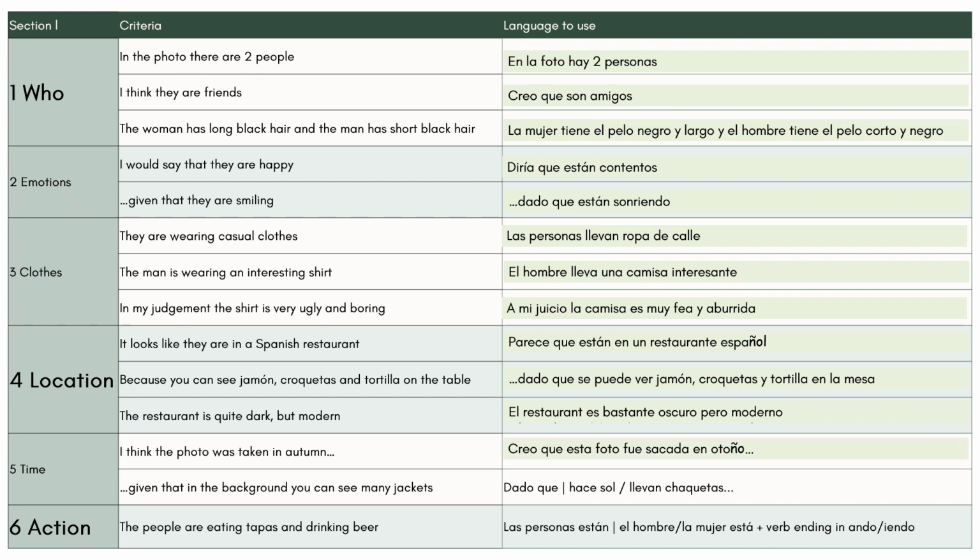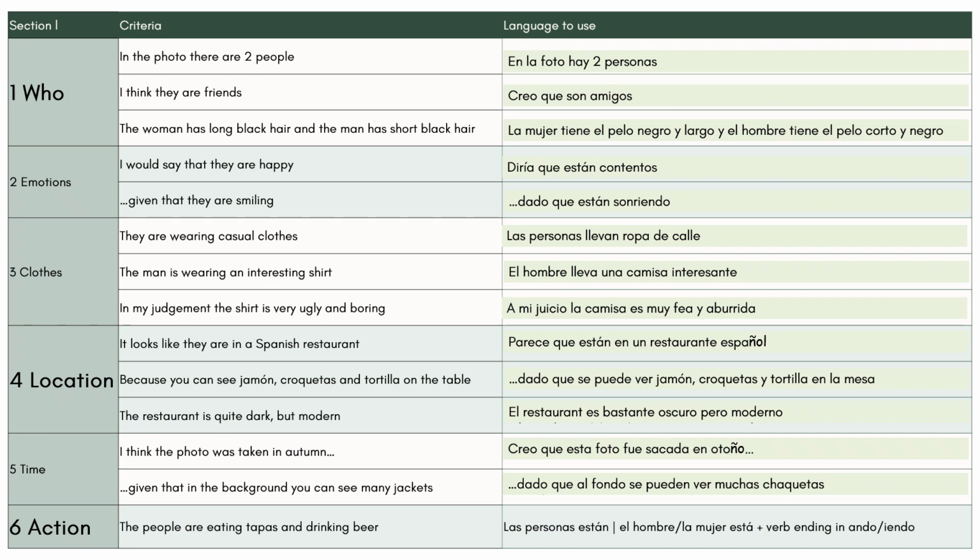I think this photo was taken in autumn. Creo que esta foto fue sacada en otoño. Given that in the background you can see many jackets. Dado que al fondo se pueden ver muchas chaquetas. I've gone for se pueden here because the thing I can see is plural.